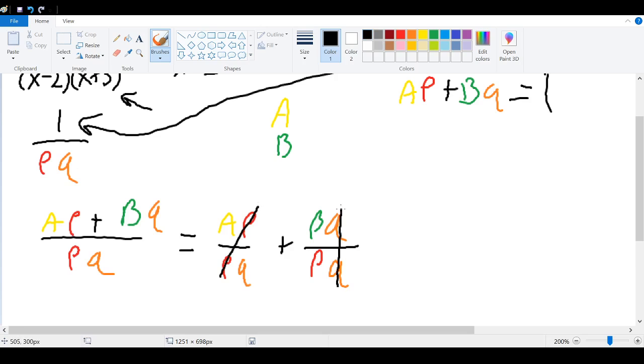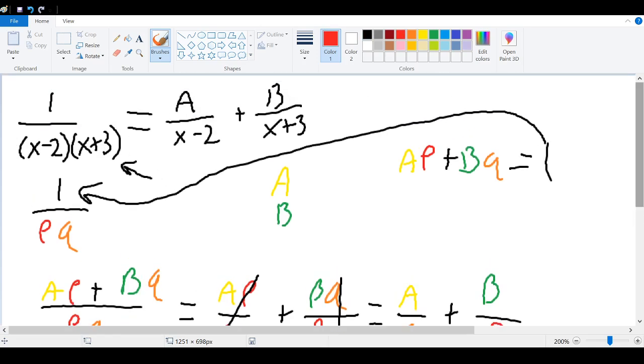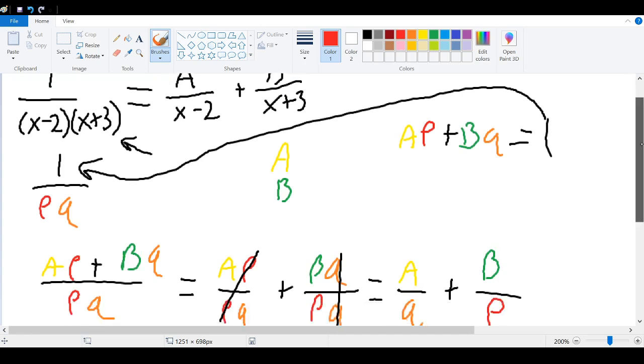These p's and these q's cancel. So we can rewrite this as a, remember that's our polynomial that we don't know, but we just know exists, over q, which is one of the factors, plus b over p. Now this is already starting to look like something similar to what I explained earlier.